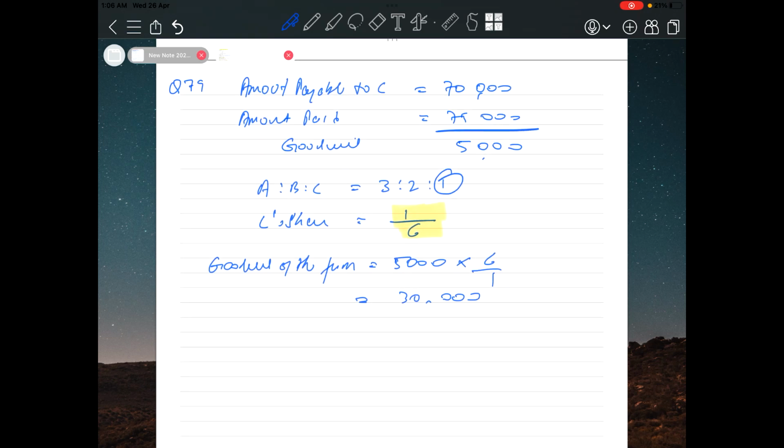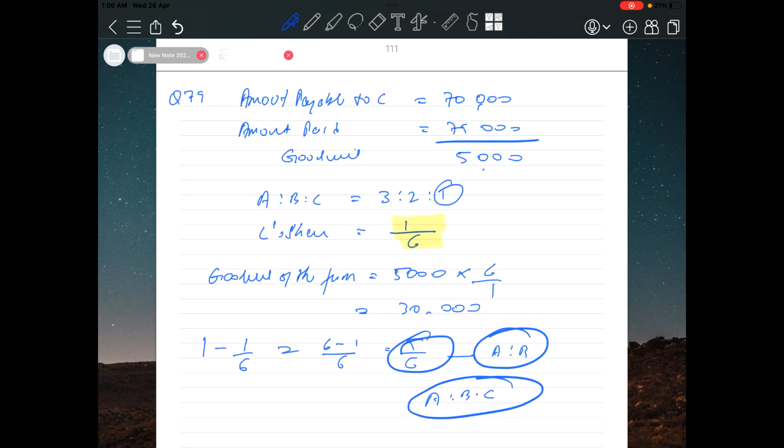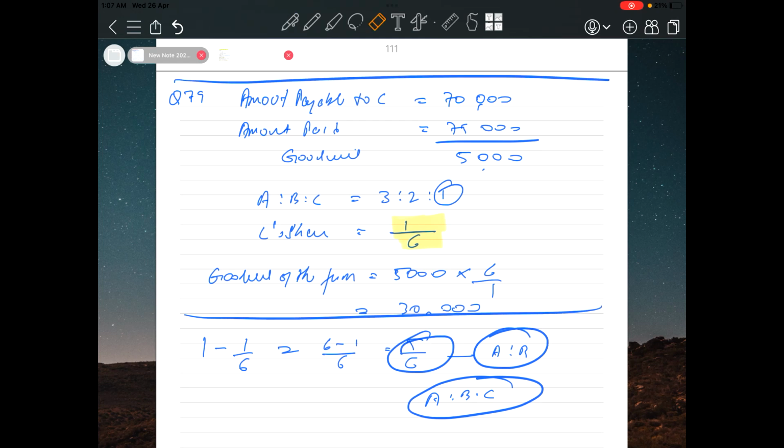Now you may say, why didn't we do 1 minus 1 by 6? If you do 1 minus 1 by 6, how much will you get? 6 minus 1, 5 by 6. But this share is of A and B only, and we are finding the goodwill of the firm. There are 3 partners A, B and C, so we'll have to calculate goodwill for all the partners. So this is the right way to solve this question. You can note this down.